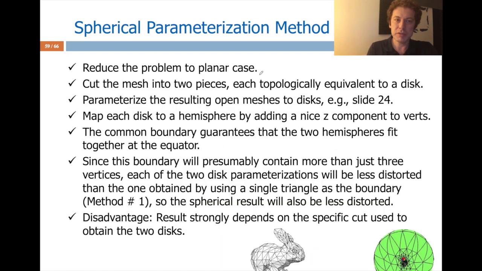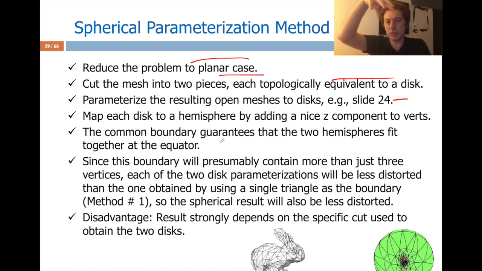Another method is also cut based. Like I go to a planar domain first. How do I do it? I cut the mesh into two pieces, and each one is a disk now. Then I can parameterize them as before. And then I map each parameterization to half sphere, hemisphere, by adding the proper Z component. Now I have two half spheres and I have this common cut, and I put it to the equator and I glue the spheres.